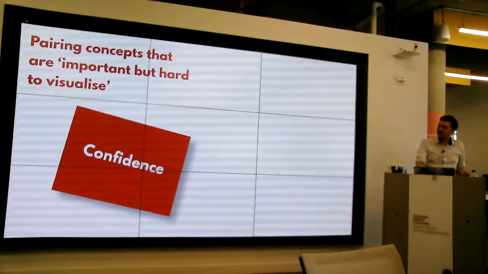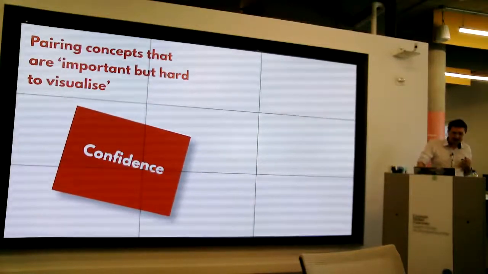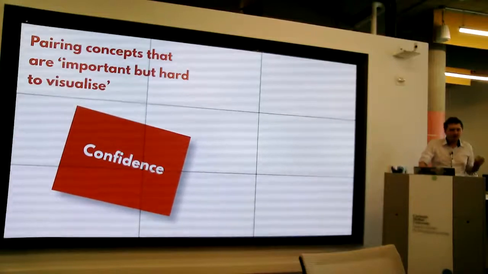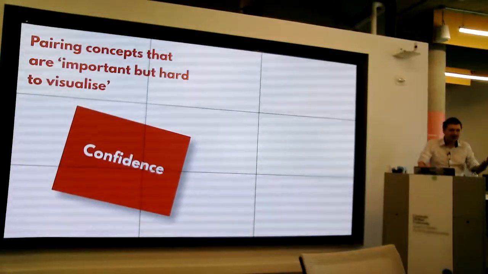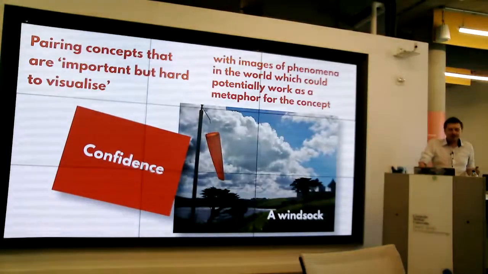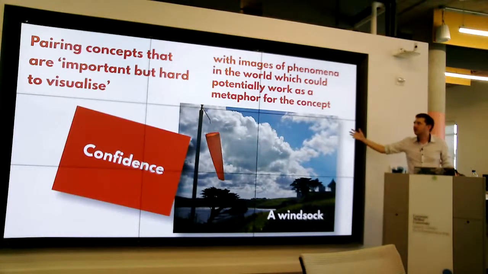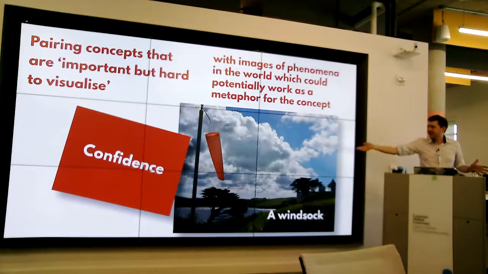But what we're going to do with the cards you have on the table is effectively pairing concepts that are important but maybe hard to visualize or hard to engage with, but we know they exist, with images of phenomena in the world that could potentially work as a metaphor for the concept. So, how could a windsock be a metaphor for confidence? Any ideas on this? It doesn't have to be profound. It could just be, are they similar? Is there anything you could imagine that could work?